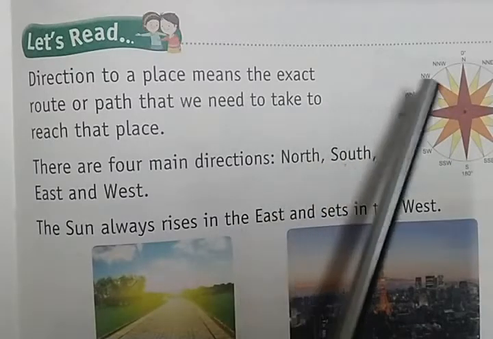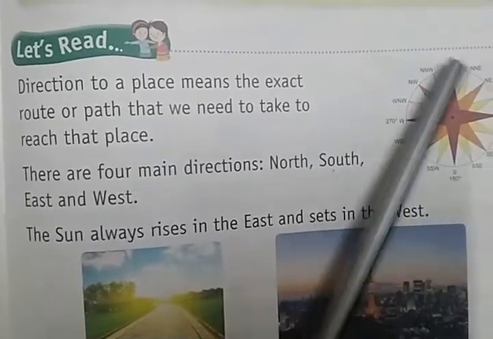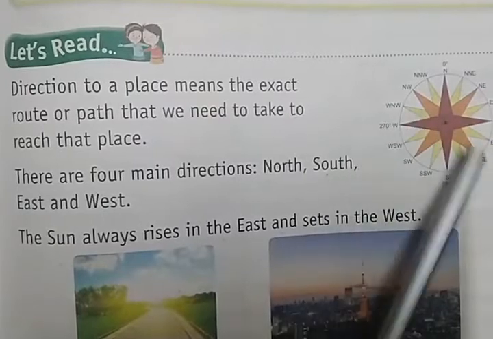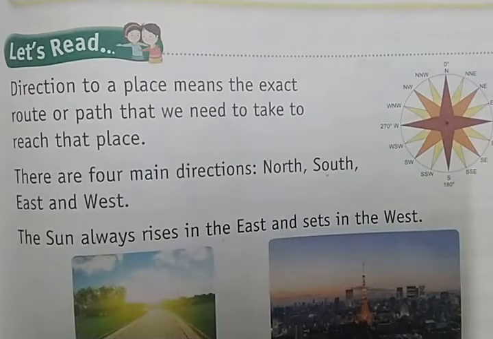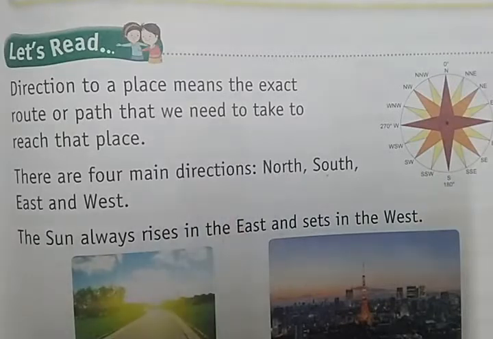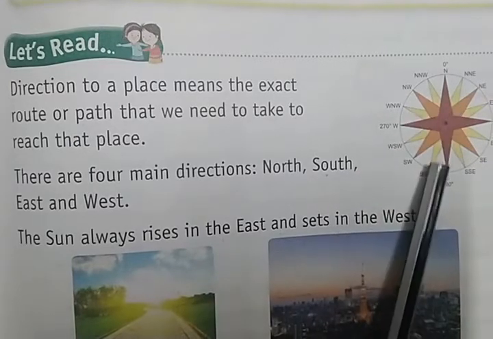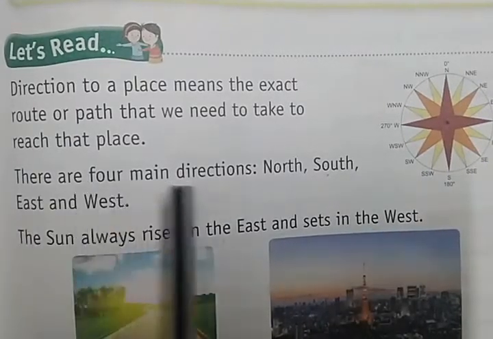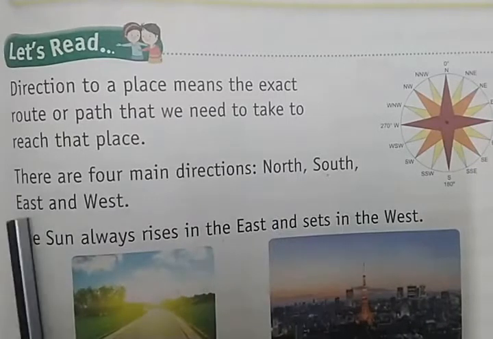Here you can see the directions. You can also see directions in the compass. To know the exact direction, we use the compass. In a mobile you will also get an app called compass app. Using that you can see in which direction your house is, in which direction you have to move. That's called direction. There are four main directions: north, south, east, west.